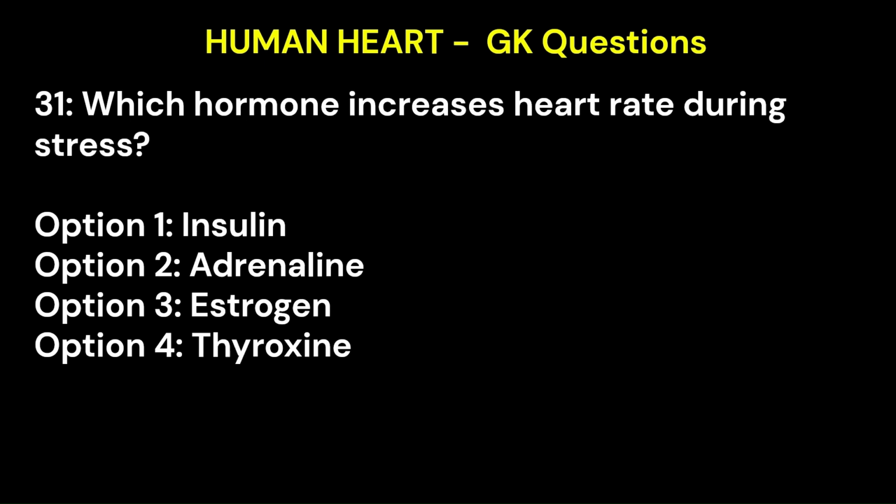Question number 31. Which hormone increases heart rate during stress? The options are: Option 1, insulin. Option 2, adrenaline. Option 3, estrogen. Option 4, thyroxine. The correct answer is adrenaline. Adrenaline, epinephrine, is released by adrenal glands during the fight-or-flight response, boosting heart rate and blood flow to muscles.